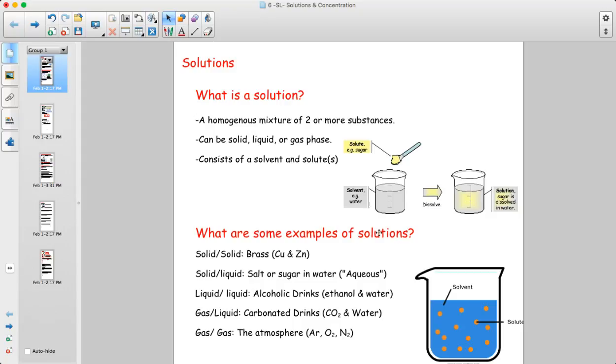Okay, while we're on the subject of ionic compounds, we're going to go over the concept of what a solution is and also how to calculate concentration and deal with dilution.